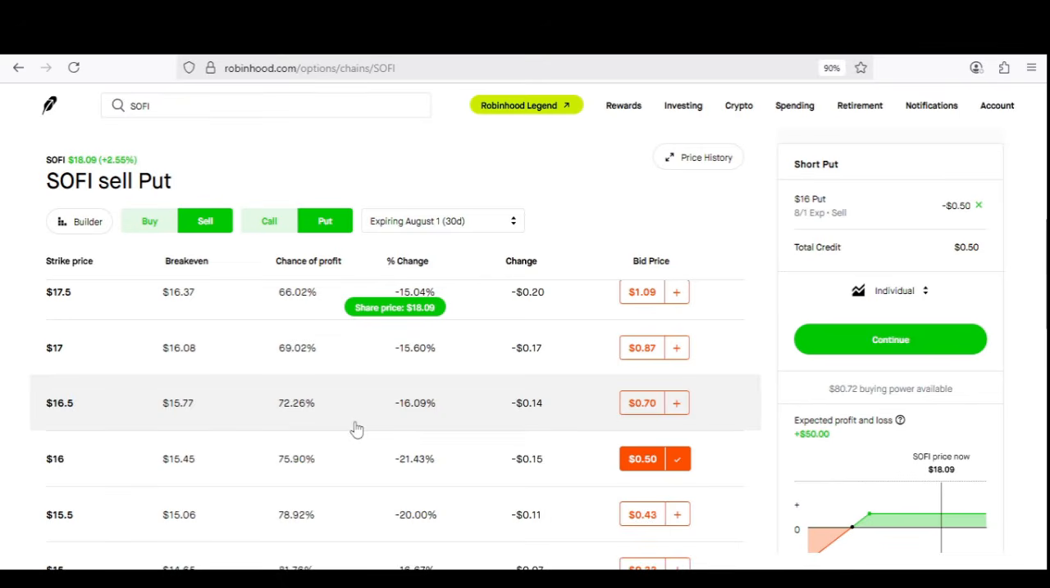The option route is going to allow you to get the share price at a lower cost, and that's if the trade goes against you. I'm going to jump into that in just a second. And in addition to you waiting for this share price to come down to this strike price, you're going to be paid.